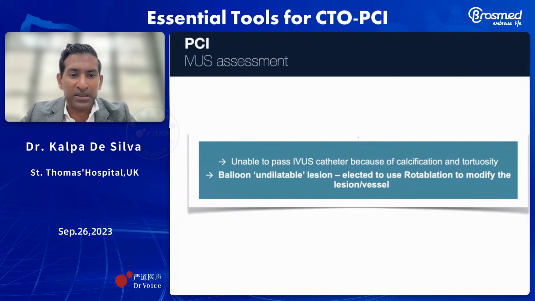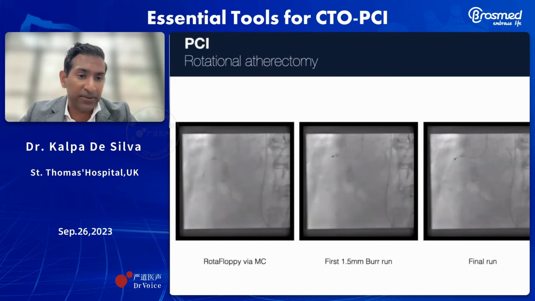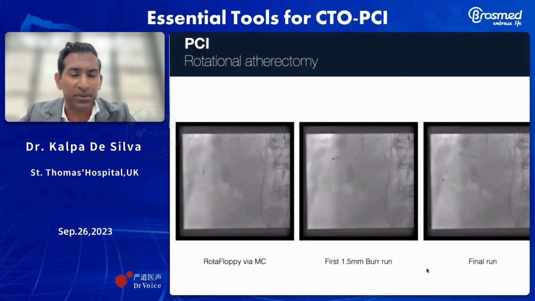Unable to pass IVUS at this point, so it's balloon undilatable, and I elected to use rotablation, even though the acuity of the patient meant I wouldn't like to do this, but you have to do what you need to do in these situations. So a microcatheter was placed within the lesion, and a RotaWire Floppy was passed distally, again relatively easily. A 1.5 millimeter burr was used to modify the lesion, and the final run shows the burr moving relatively freely through into the mid vessel.